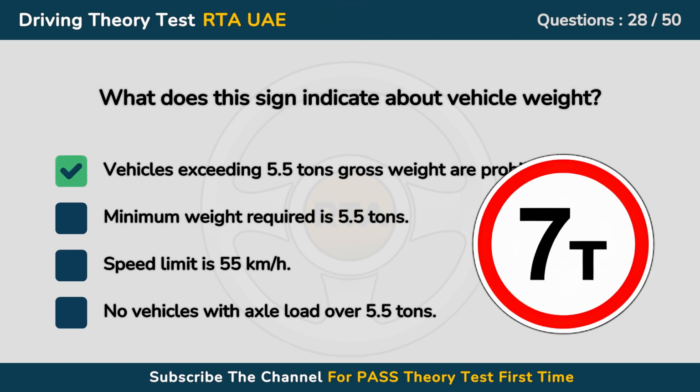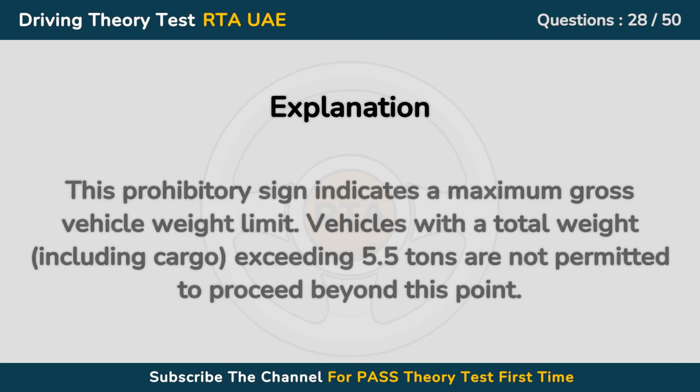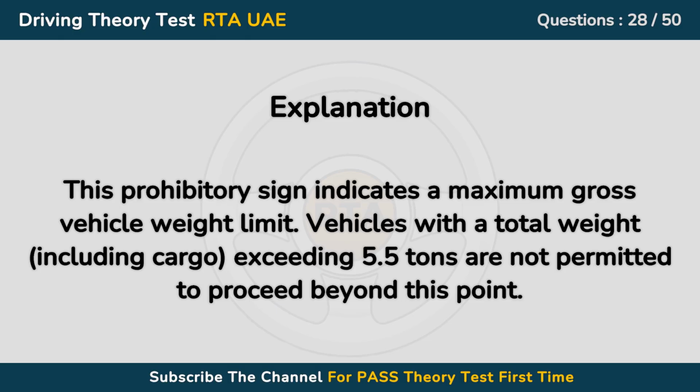Answer is A. Vehicles exceeding 5 tons gross weight are prohibited. This prohibitory sign indicates a maximum gross vehicle weight limit. Vehicles with a total weight, including cargo, exceeding 5 tons are not permitted to proceed beyond this point.